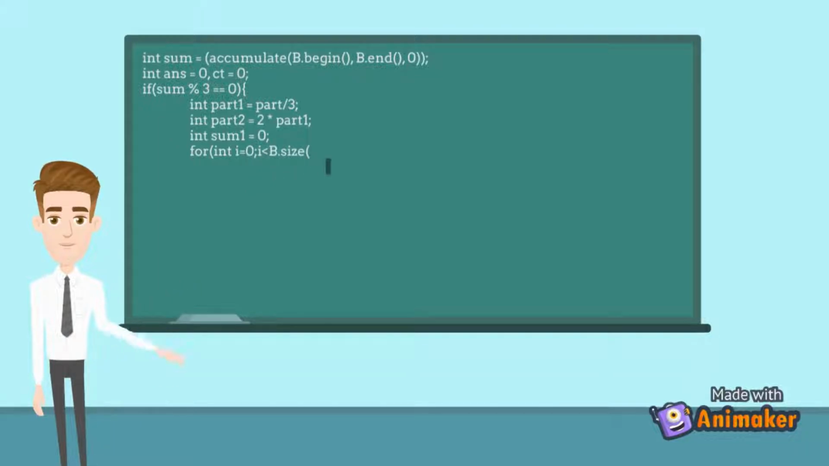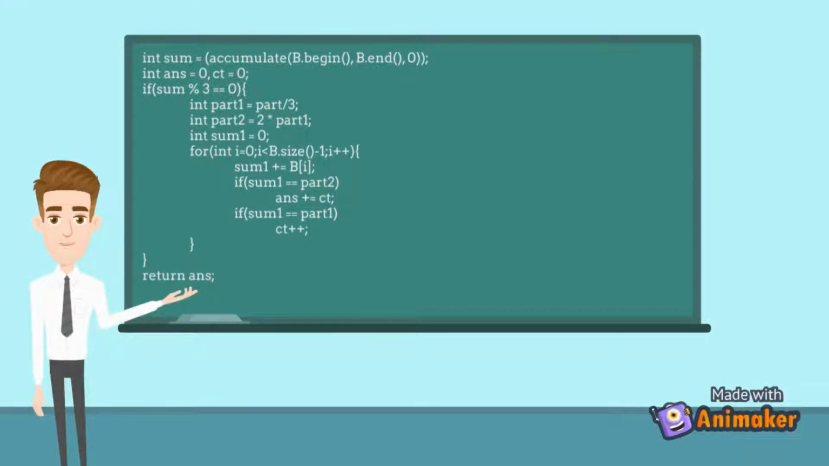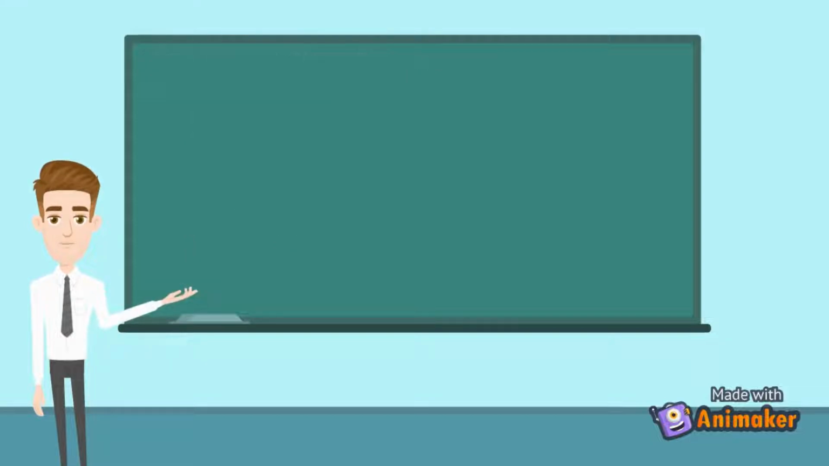Similarly, we will find all points where we can make second partition, and at those points we add all combinations to final answer, because at these points we get 3 equal partitions. After the for loop ends, we get final answer in variable answer. Let's dry run over some test cases.